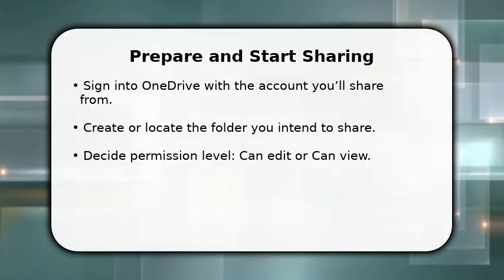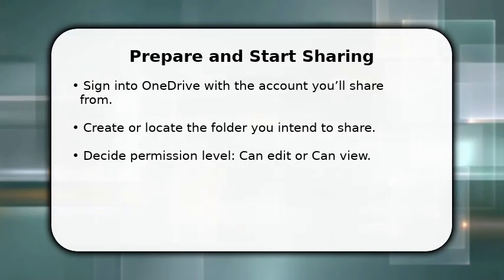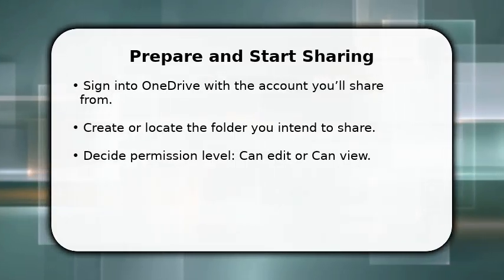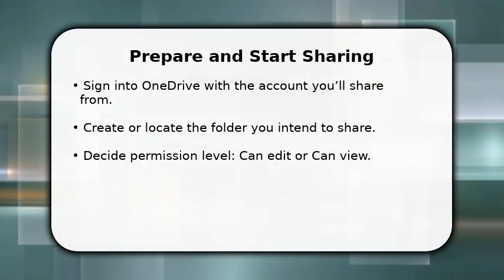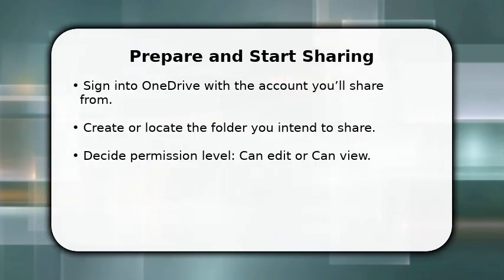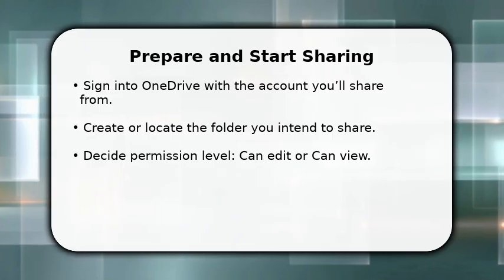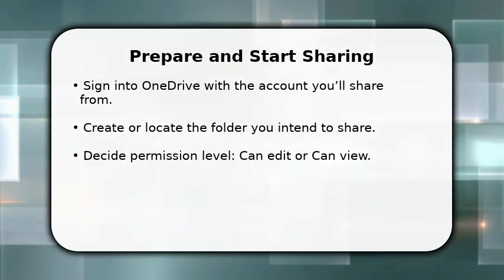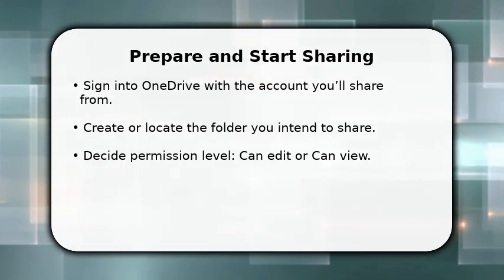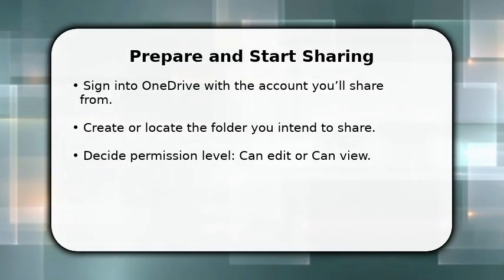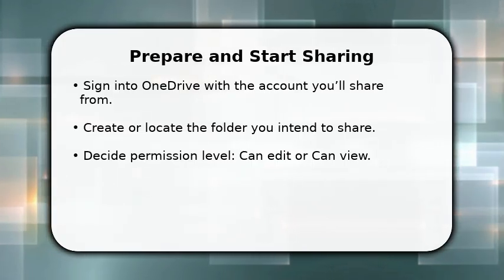You're starting by signing into OneDrive. Make sure it's the correct account. Once signed in, create a new folder or select an existing one you want to share. Next, click the folder's Share button so you can set permissions. Choose Can Edit if collaborators will modify files, or Can View if it's read-only. This approach lets you control access from the outset.